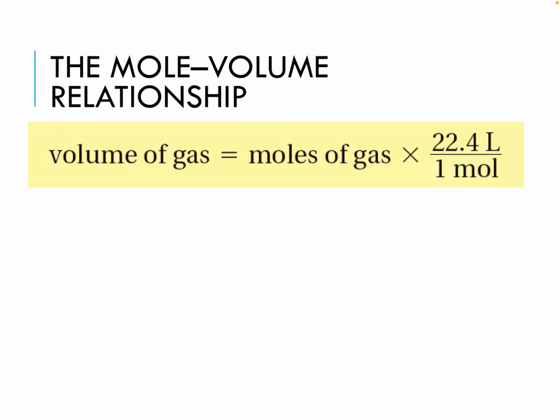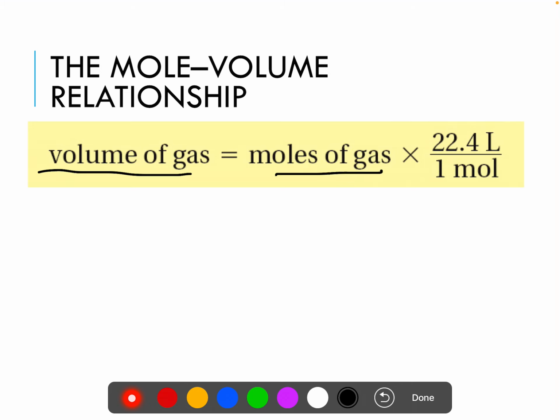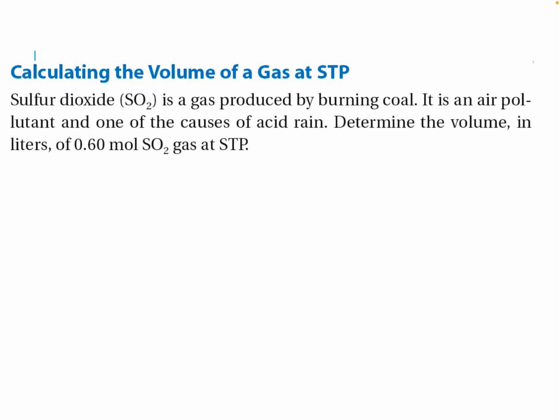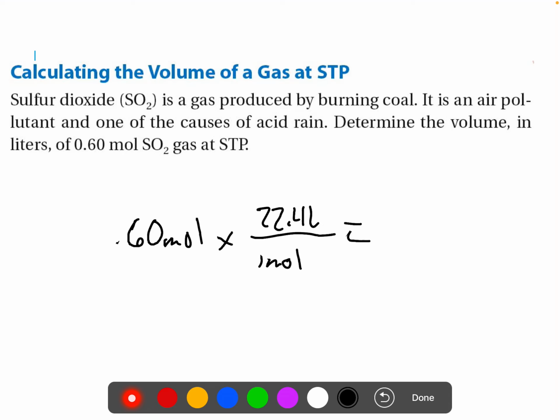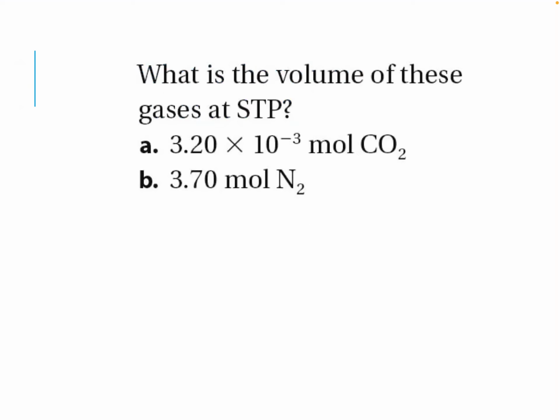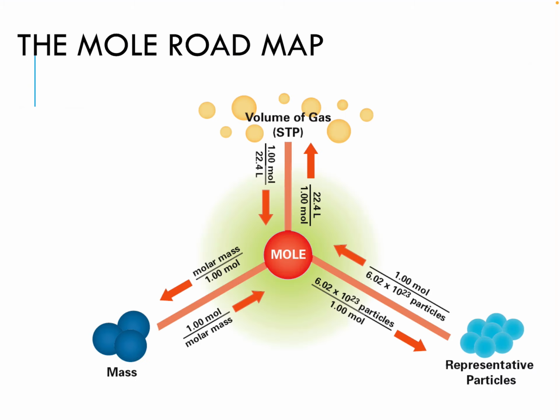So, you have a volume. If you want the volume of a gas and you have moles, all you do is you say 1 mole is 22.4 liters. Very simple. If you have 0.6 moles, in this case, 1 mole is 22.4 liters. Multiply that out, and you've got it. And you can go in either direction. I think that's a pretty easy one.